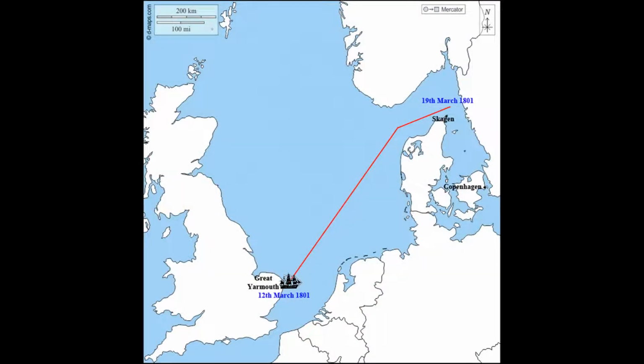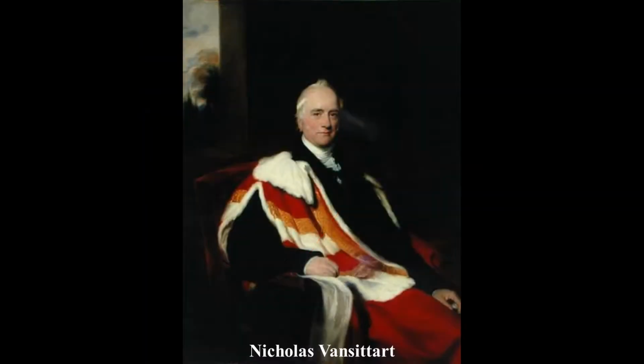Orders were sent to Parker to go to Copenhagen and detach Denmark from the League by amicable arrangement or by actual hostilities, to be followed by an immediate and vigorous attack on the Russians at Tallinn and then Kronstadt. The British fleet reached Skagen on the 19th of March, where they met a British diplomat, Nicholas Vansittart, who told them that the Danes had rejected an ultimatum.